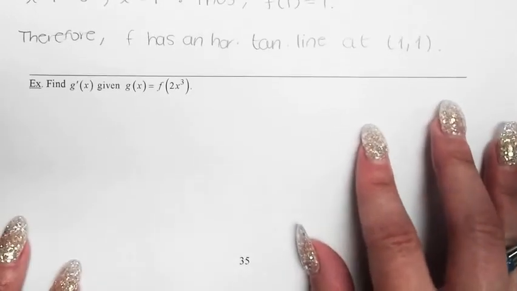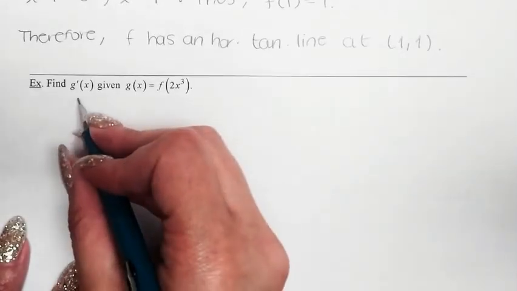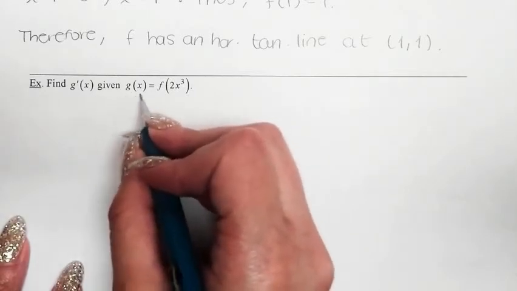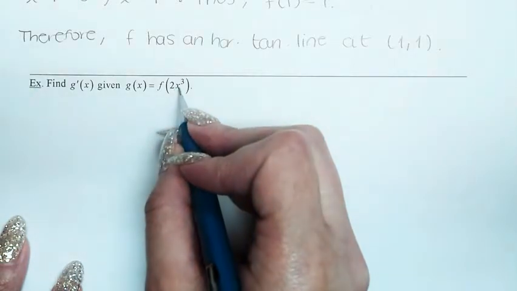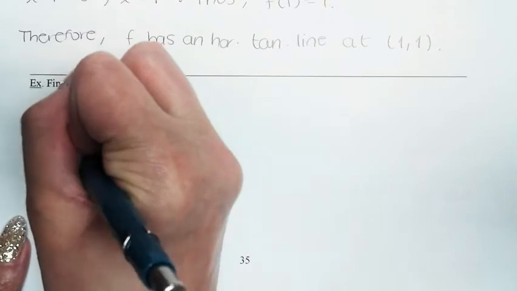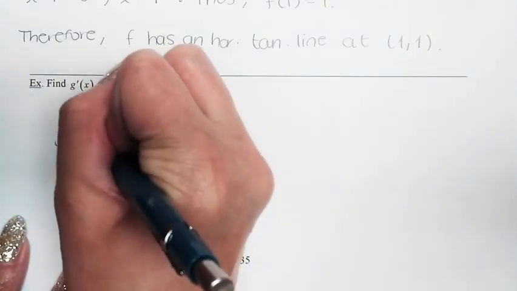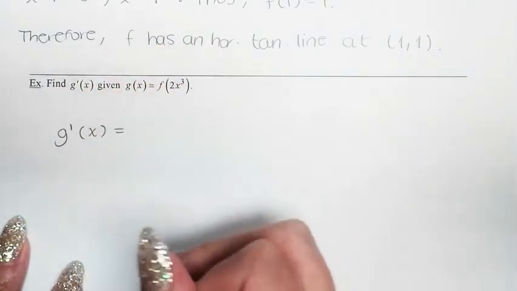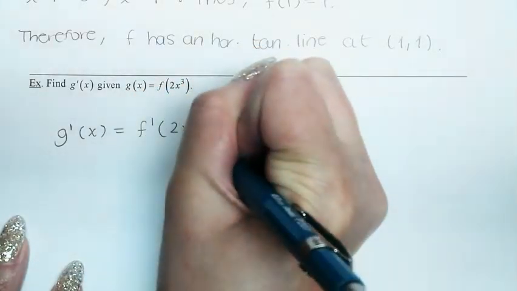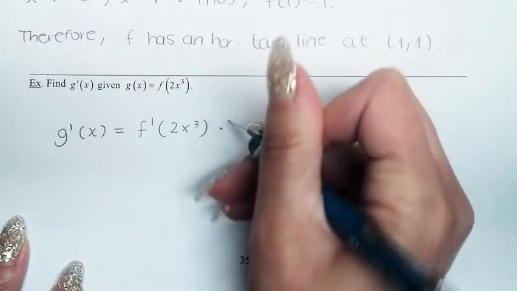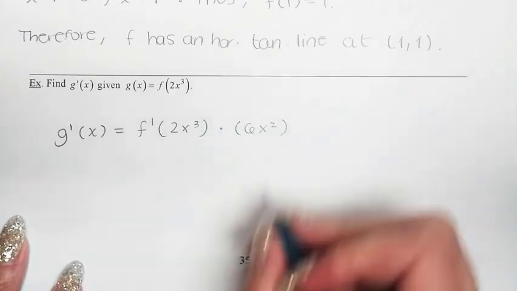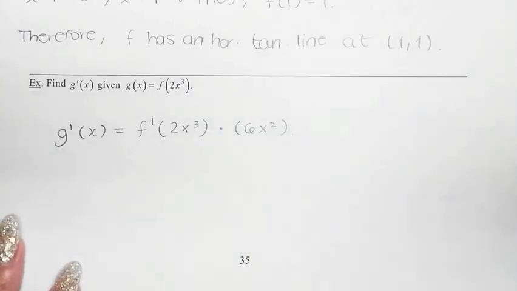The next problem that we have over here, we want to find g prime of x, given that g of x is equal to f of 2x to the power of 3. So here we just need to use the chain rule. So g prime of x is going to be equal to f prime of the inside times the derivative of the inside, which is 6x squared, and that's as much as we can do with the information provided. Okay, and that's it for this problem.